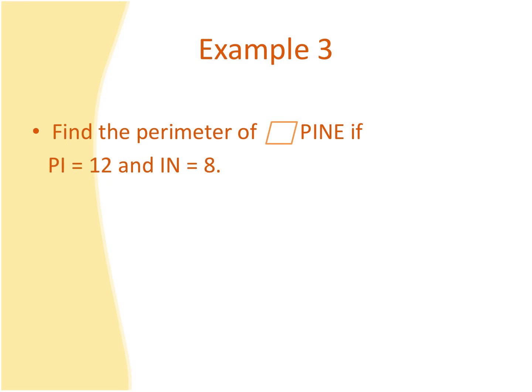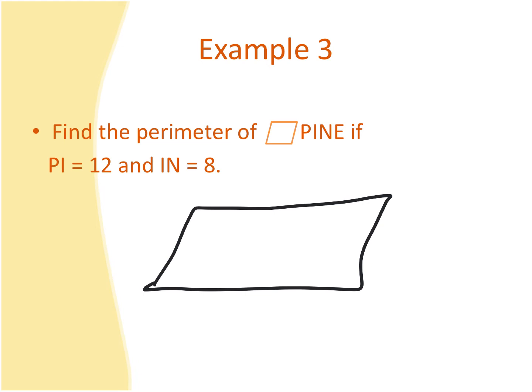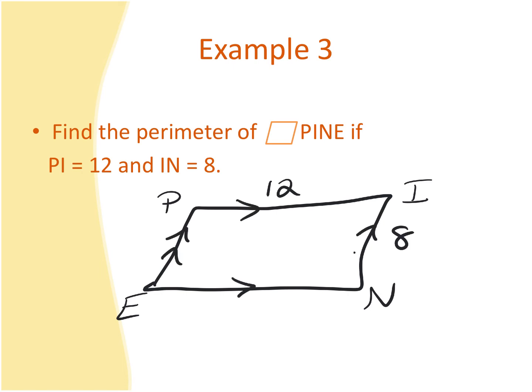So the next one, they want us to find the perimeter of parallelogram PINE. Notice a picture is not given, so I'm going to go ahead and draw a parallelogram. It doesn't matter where you put the letters, just pick a starting point and then go around the sides. So notice they told me that PI was 12, IN was 8, and I know that in a parallelogram, opposite sides are congruent. So if IN is 8, then PE will be 8. And if PI is 12, then EN will be 12.